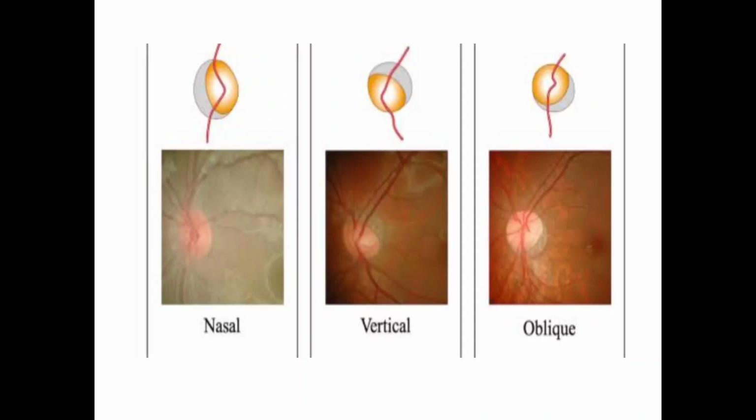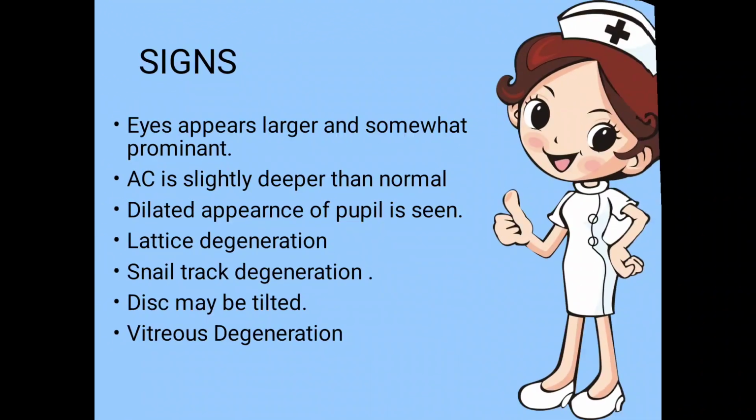Next one, let's see what the signs are. Eyes appear larger and somewhat prominent. The eyes of a myopic person become larger and somewhat prominent. You will see that they are protruding somewhat outwards. This is a prominent eye. The anterior chamber is slightly deeper than normal. A dilated appearance of the pupil is seen. The normal pupil becomes dilated, but it is seen in some cases only.